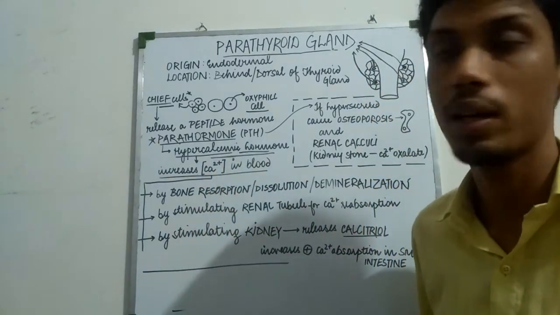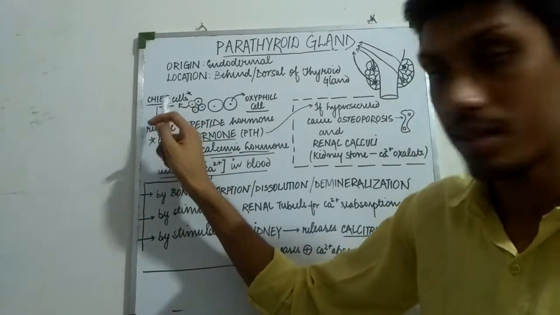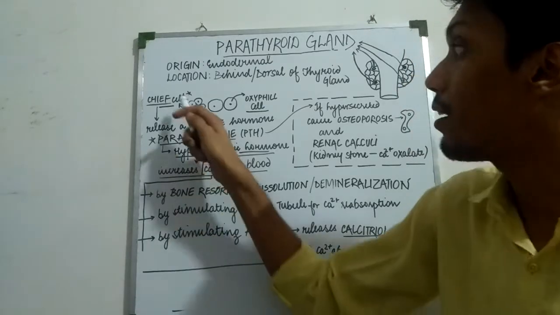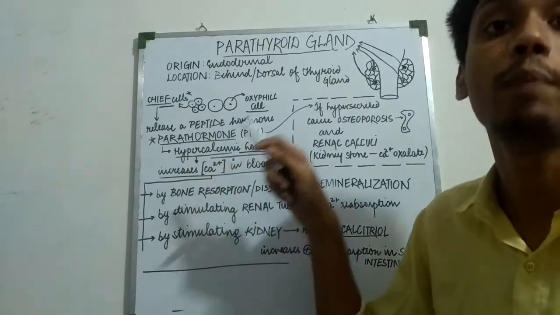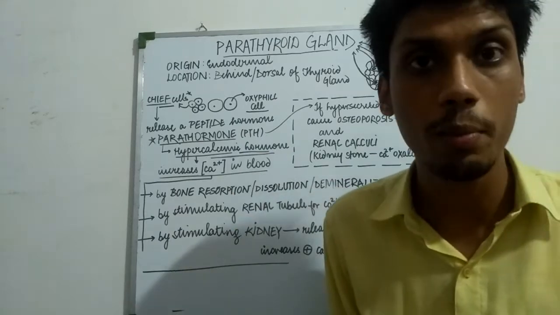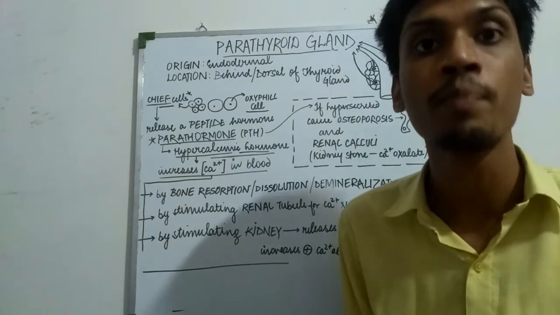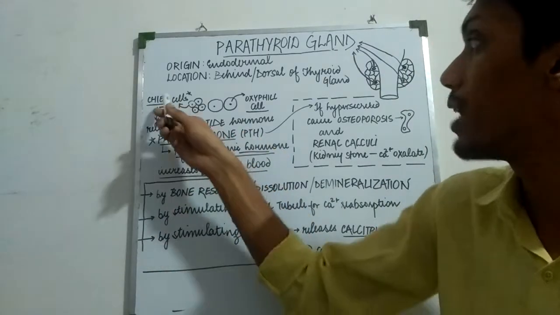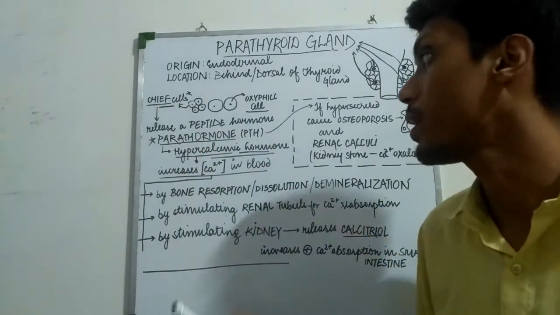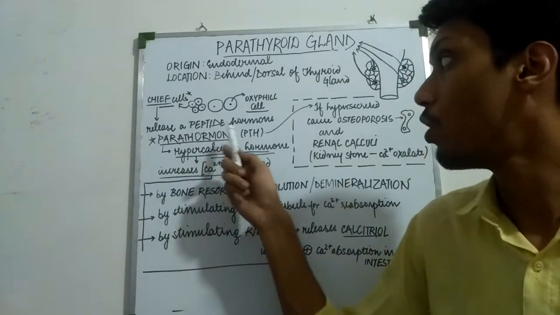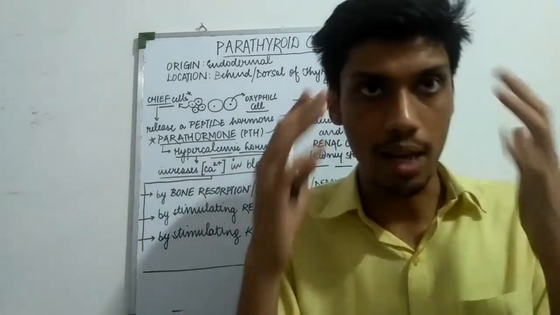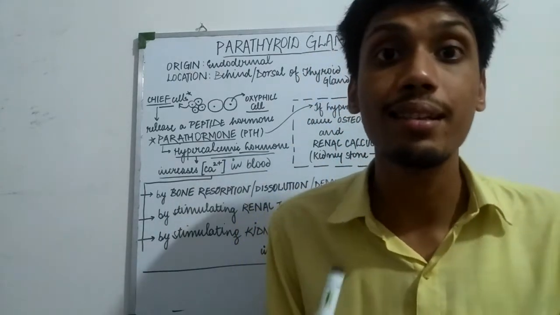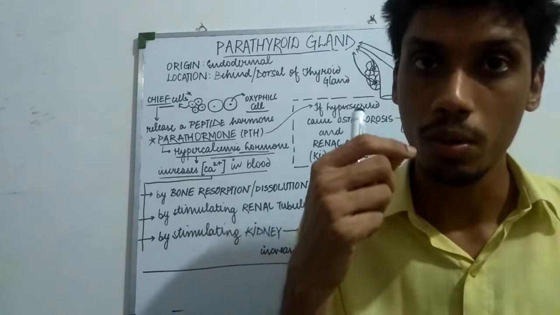Okay, so three things we have learned: the function of chief cells is known. It releases the peptide hormone, which is also water soluble. It is a category of hormone, water soluble or peptide hormone. And parathyroid hormone is the name of the hormone that chief cells secrete. Now another thing: the first thing when you hear parathyroid hormone, you should remember that it is hypercalcemic.